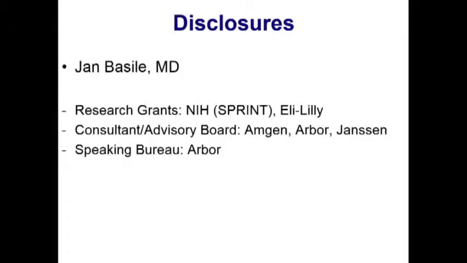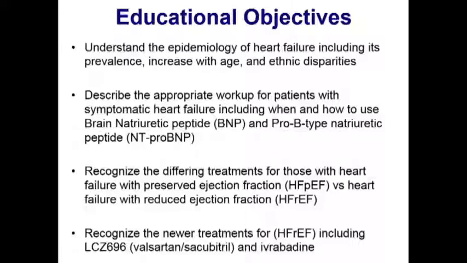Good, okay. So the objectives are to understand the epidemiology of heart failure, including its prevalence, increases with age, and the ethnic disparities, to describe the appropriate workup for patients with symptomatic heart failure, including when and how to use brain natriuretic peptide and proBNP, N-terminal proBNP, to recognize the different treatments for those with heart failure, including the lack of evidence for those with HFpEF, or heart failure with preserved ejection fraction, versus the tremendous body of evidence for outcome improvement with HFrEF, heart failure with reduced ejection fraction.